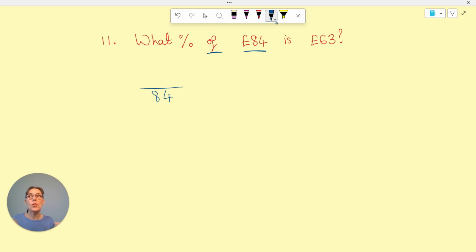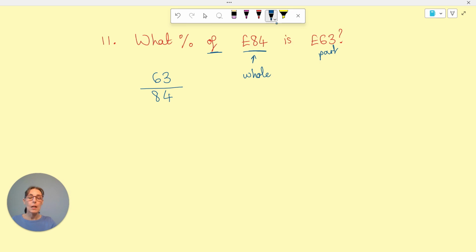What percentage of sausage rolls, vegan or not? Say there's 52 sausage rolls. Okay, so 52 is your denominator. That's your total. Here, our total is £84. What percentage of £84 is £63? 63 is your numerator because it's the part. That's your part, and that's your whole. So you can write it like that.